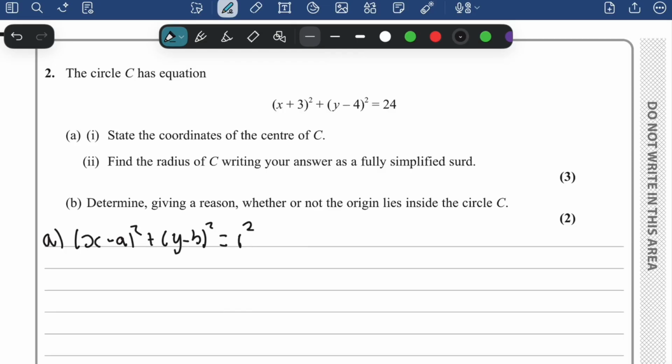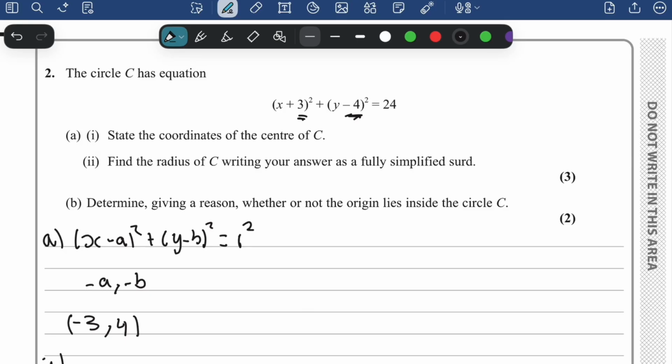So we see here that the center is (a, b), right? And then if we consider this equation up here, we see that in this case a is -3 and in this case b is 4. So the center is (-3, 4).